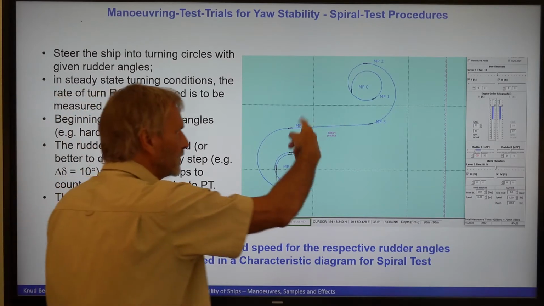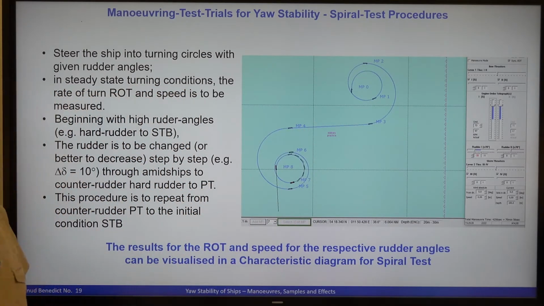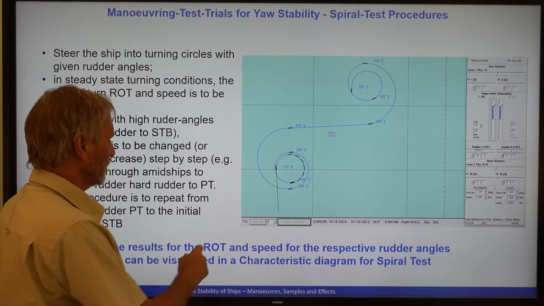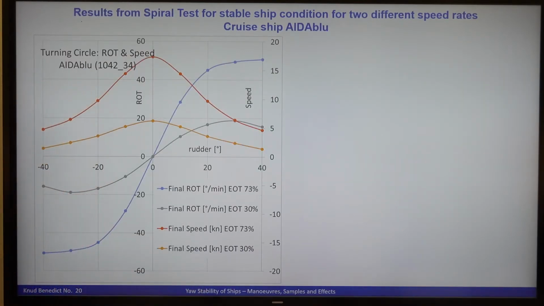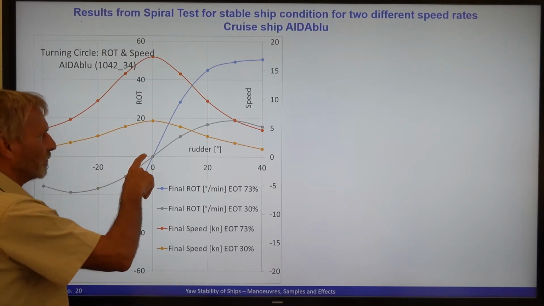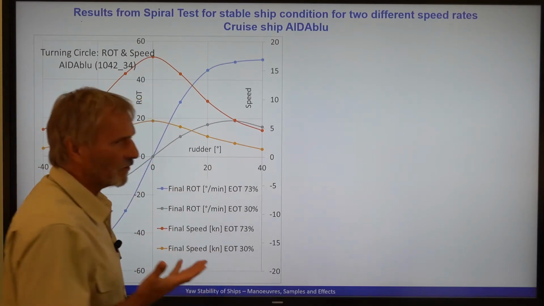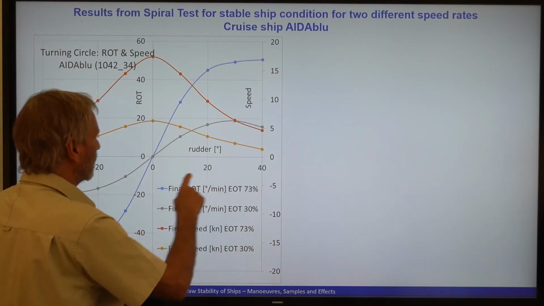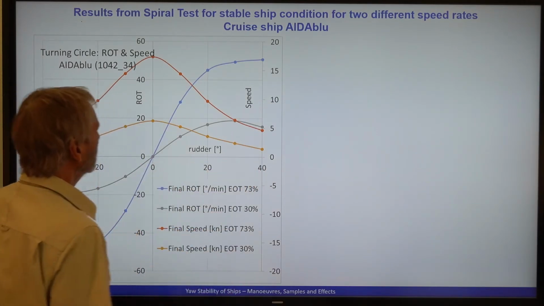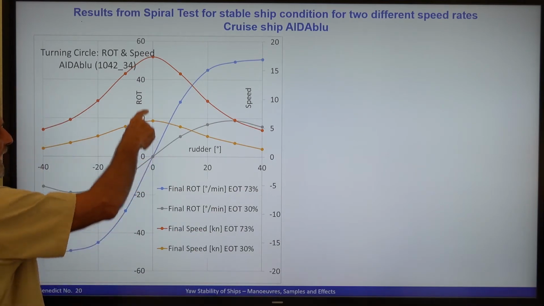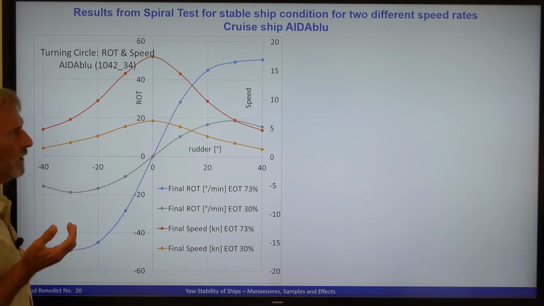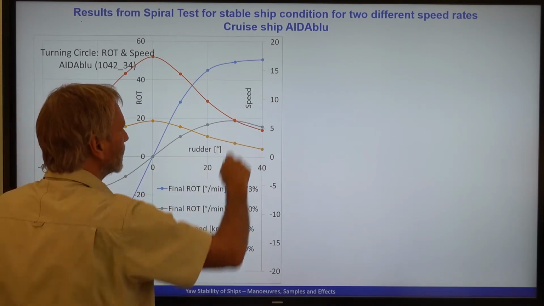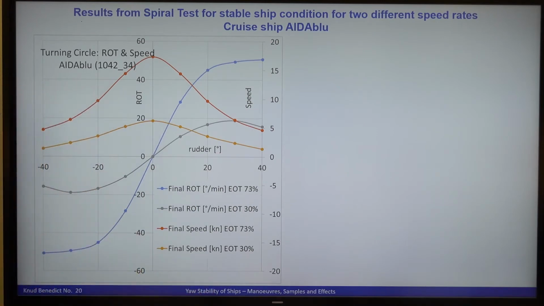The results of all these experiments go into a characteristic diagram. This spiral test was for the AIDA Blue model, and I have the results here. The diagram has on this axis, as a standard, the rudder angle from 0, 20 up to 40 degrees maybe for this ship. And on this axis there is the rate of turn. This is most important. Maybe if you have measured the speed, then there is also a scale for the speed here.